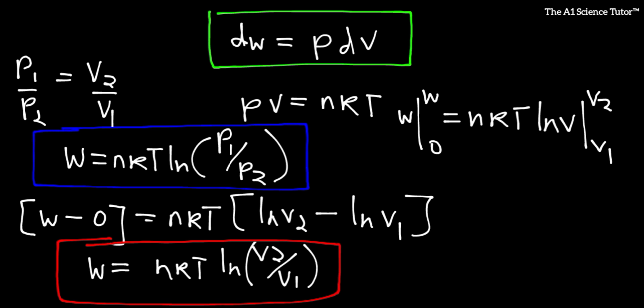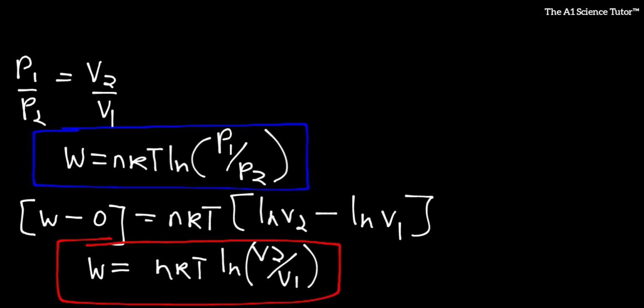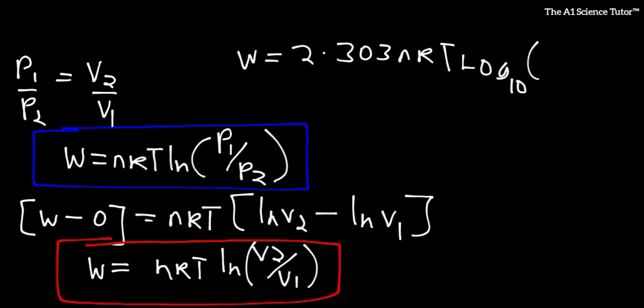Now, if you will recall, I had another form of this work done, right? We had W is equal to 2.303 nRT, and then we had log to the base 10 of V2 over V1. So the question is, where did this come from? And how is it that we now have a logarithm to the base 10, because ln means log to the base e? How did that change come about? So let's see how to do it.